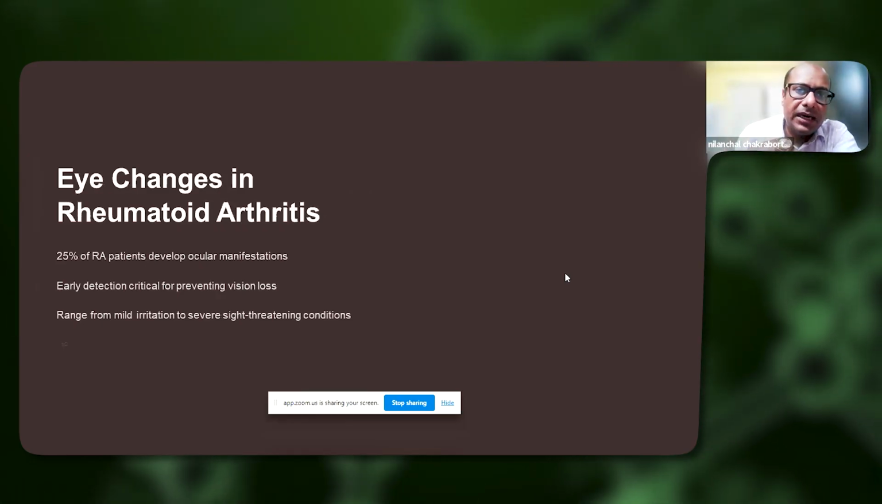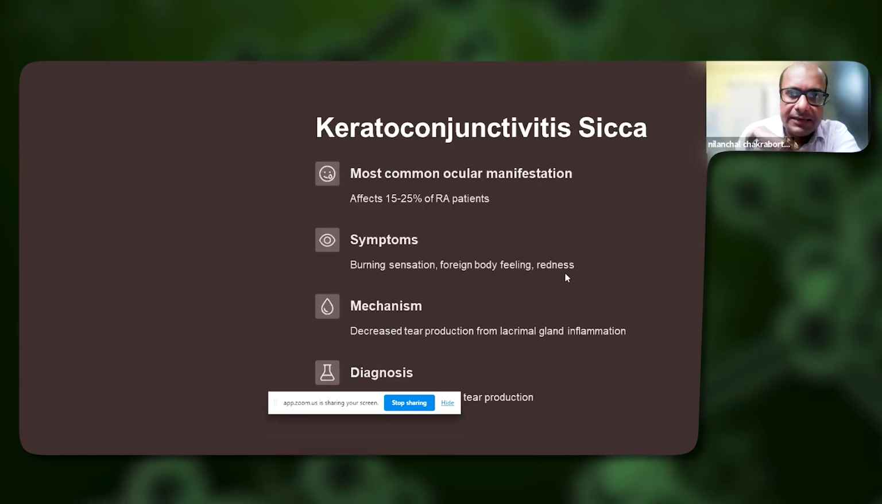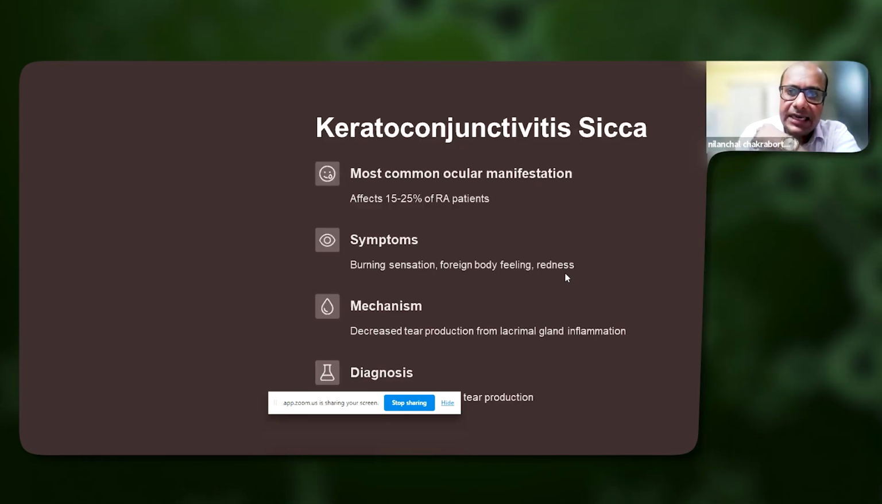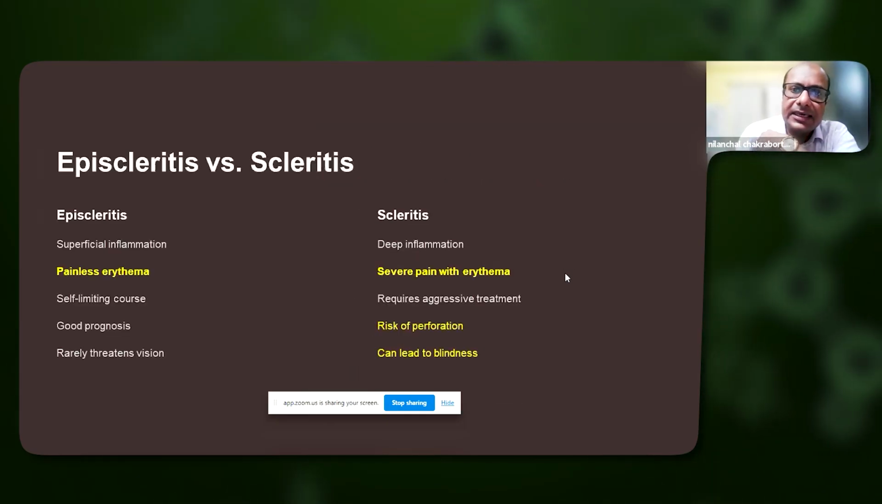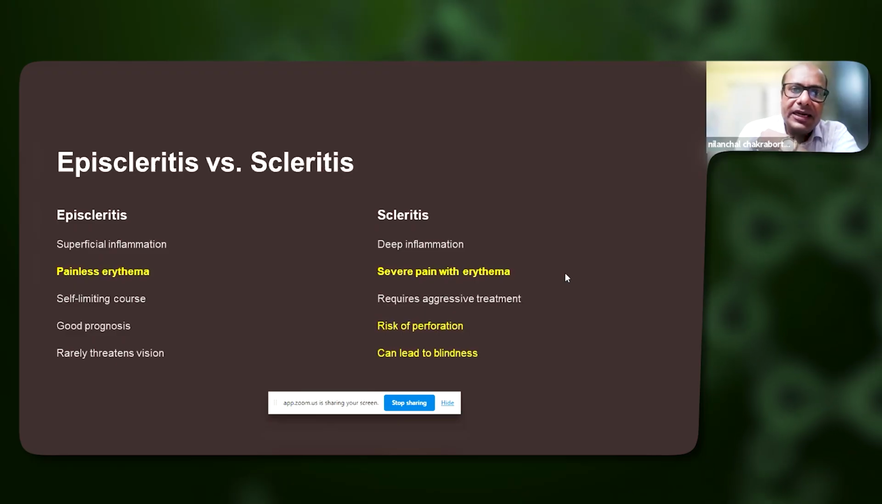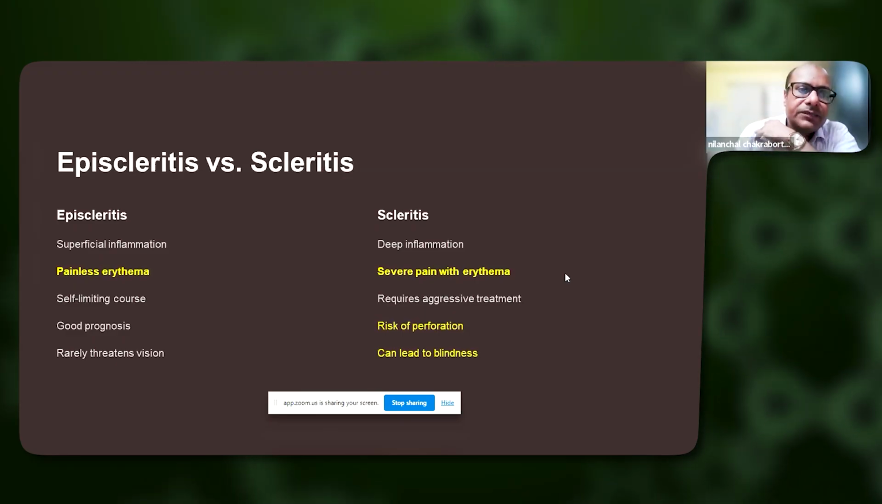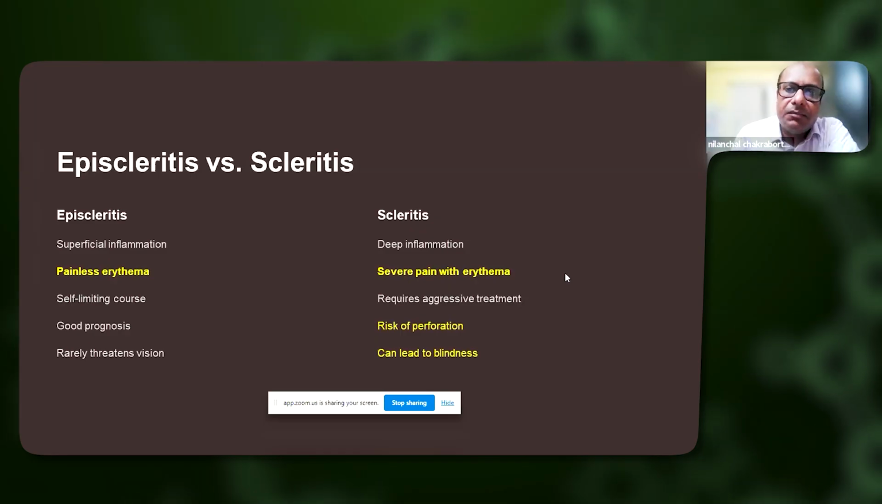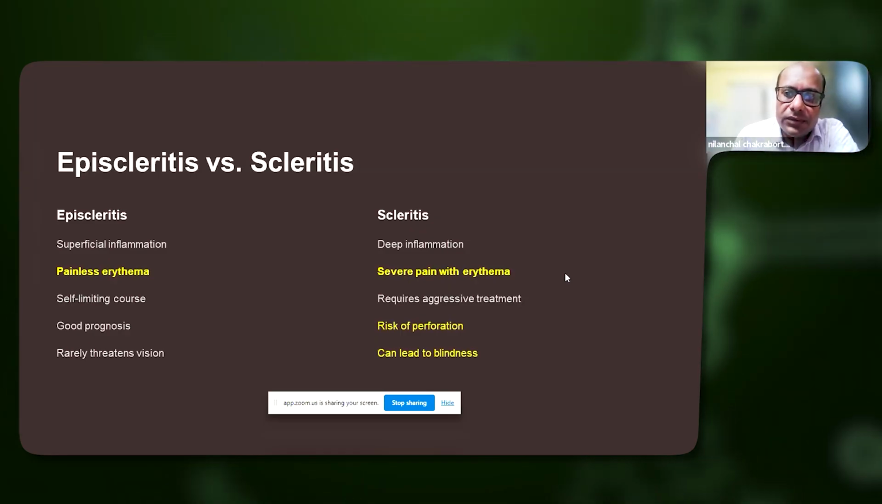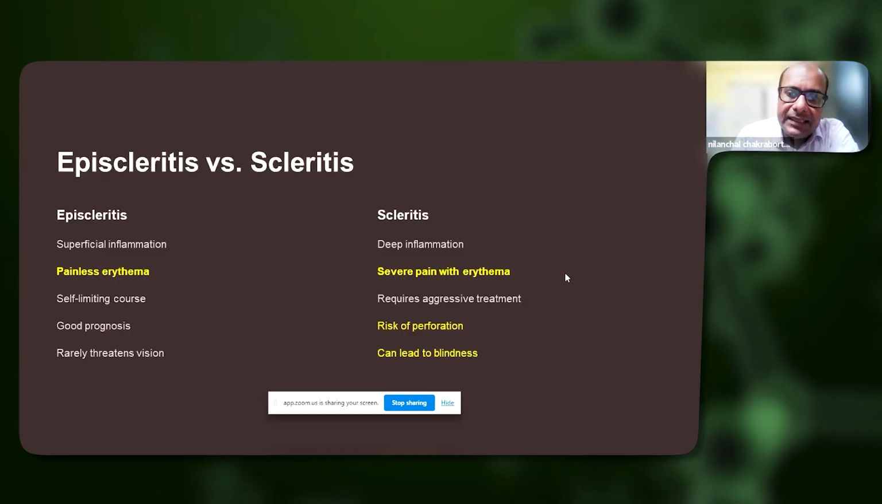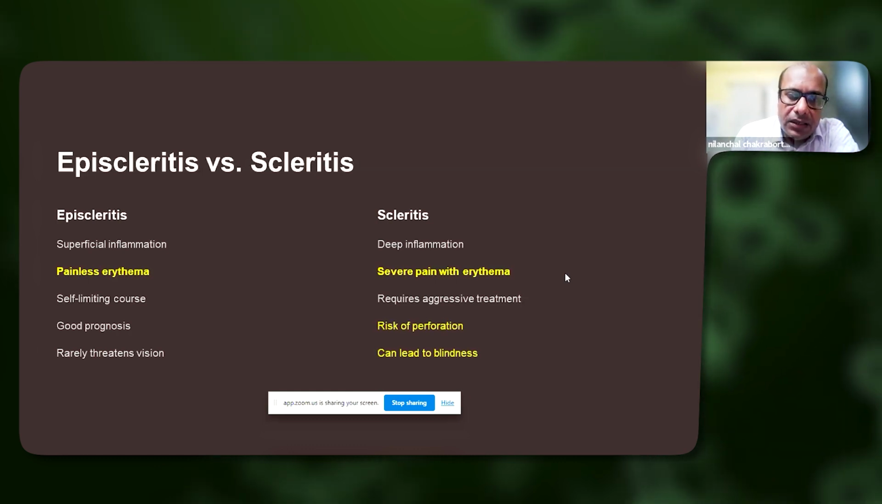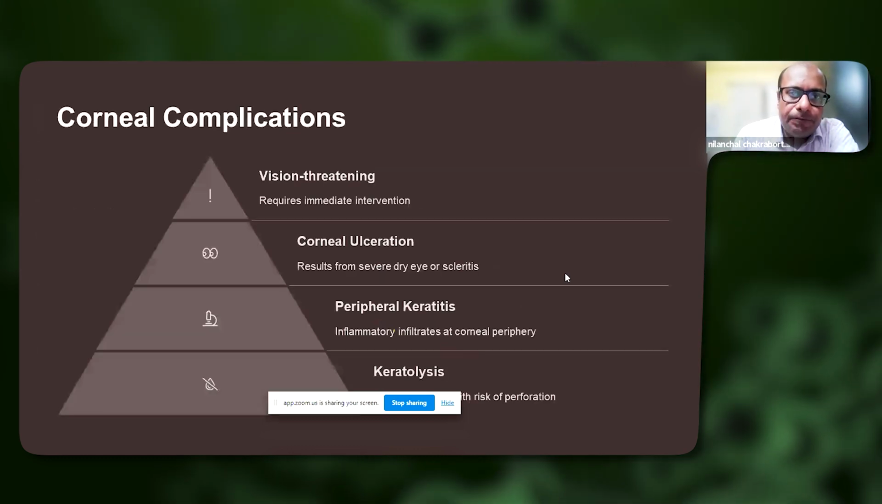Eye changes in rheumatoid arthritis we have discussed last time also. It can present with dry eyes like keratoconjunctivitis sicca. It can present with episcleritis or scleritis. Episcleritis is basically a superficial inflammation. It's a painless erythema, but scleritis can cause, of course, severe pain and erythema, and there is risk of perforation. So it is an ophthalmic emergency.